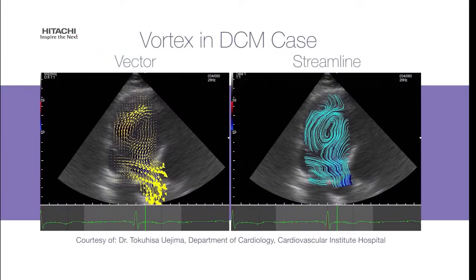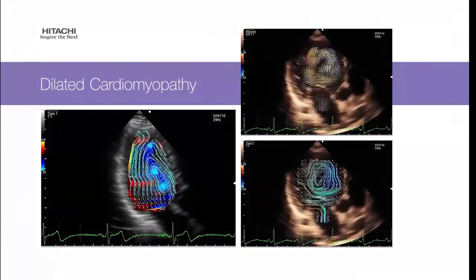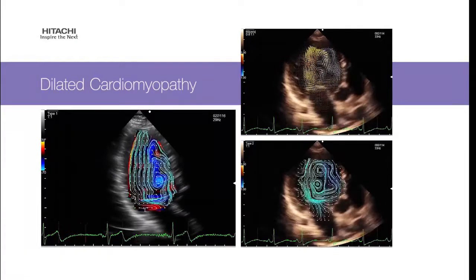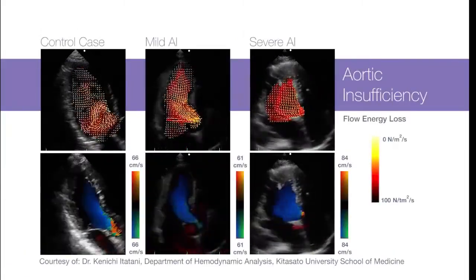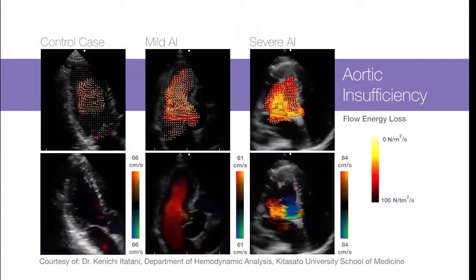This dilated cardiomyopathy case shows the vortex motion during systole, not moving flow properly into the aorta. Vector, streamline, and vorticity provide further visualization of blood flow in a dilated cardiomyopathy. Aortic insufficiency. Aortic insufficiency is illustrated using flow vectors with energy loss.